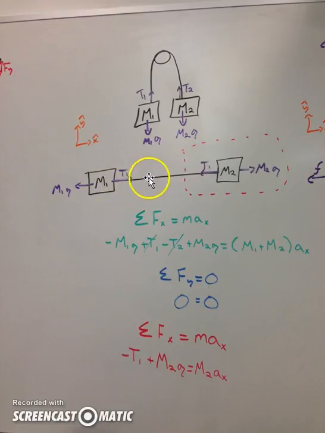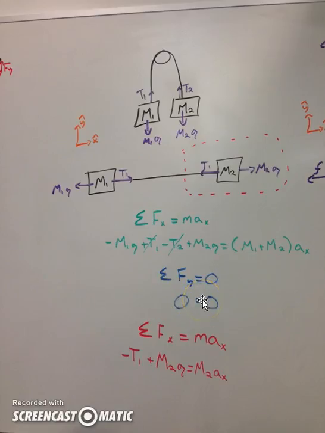Okay, so the pulley is moving along the X direction, not moving along the Y. So we do the sum of the forces in the X direction equals MAX. Plug in all our forces in the X. We have negative M1G plus T1 minus T2 plus M2G equals, now we're doing the whole system here, so we're going to say M1 plus M2. So all your masses in your whole system. Ignore the dotted red lines for right now. Times AX. Then all the forces in the Y, well look, there's none in the Y, so 0 equals 0.